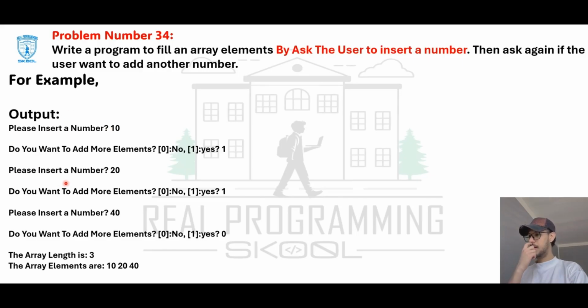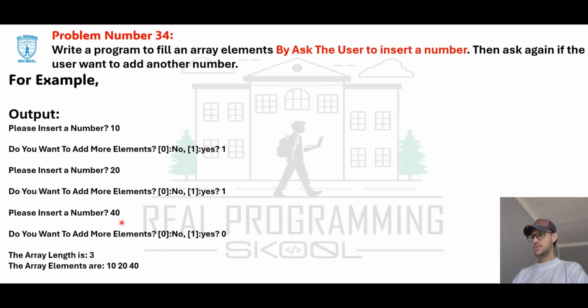Please insert a number. I insert number 20. And the compiler asked me for the second time, do you want to add more elements? 0 represents no, 1 represents yes. I say yes. For that I insert 1, which means yes. The compiler displays for me for the third time the same question. Please insert a number, 40, and it asks, do you want to add more elements? This time I said no. So in the end, the compiler displays for me these two strings.